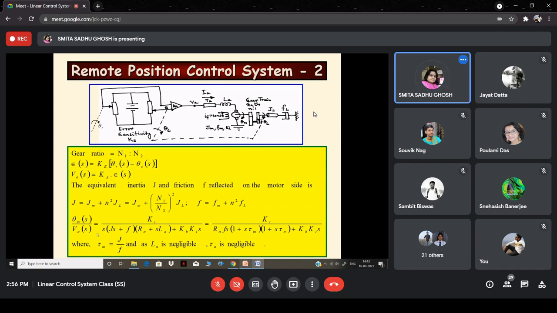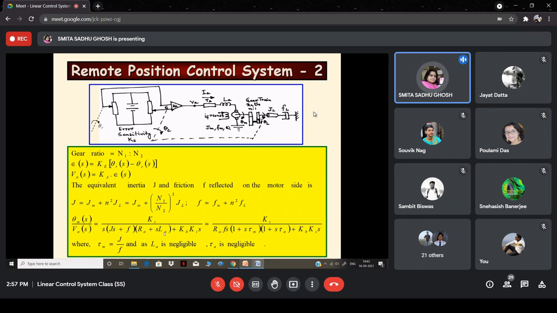So now the transfer function becomes theta m(s) by V(s) is equal to Ki by s into (Js plus F), where J is the equivalent J and F is the equivalent F, whole into (Ra plus s La) plus Kb Ki s. The rest of the things you would recognize are the same as what we had derived; only the equivalent J and F have been considered.